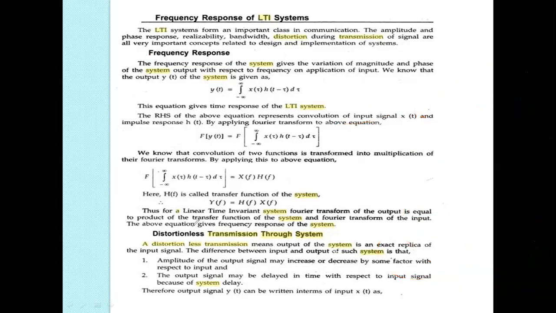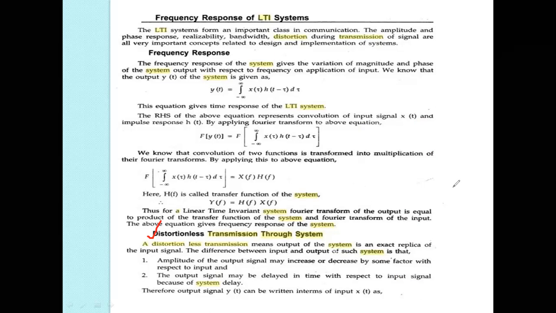Frequency response of the system. Now, consider distortionless transmission through the system. In transmission, we always need it to be distortionless. If there is any distortion, such as noise, that is one distortion. If the amplitude decreases, that is also a distortion. If the frequency changes, that is also a distortion. Amplitude distortion, frequency distortion. These types of distortions are avoided during the transmission through the system.